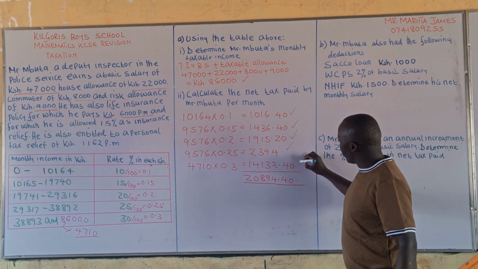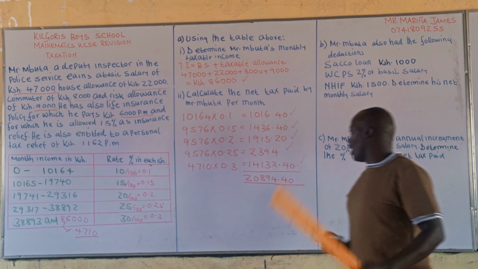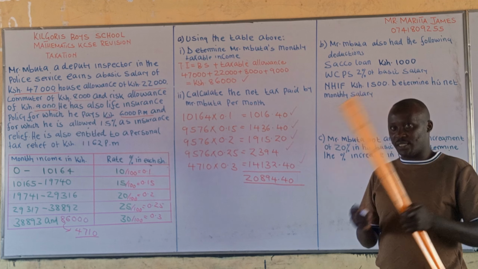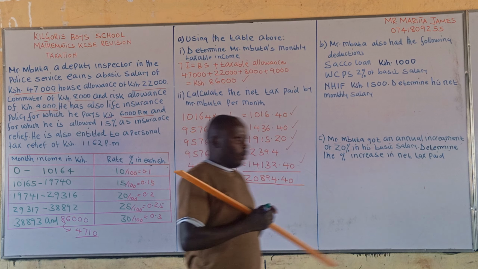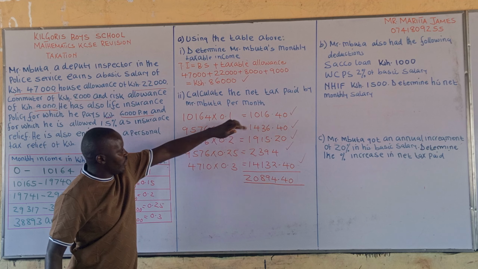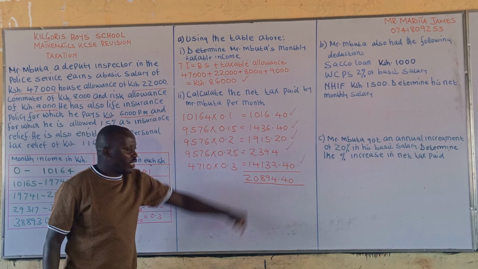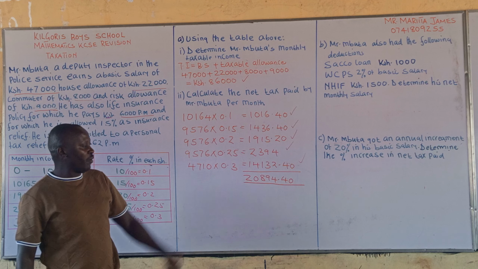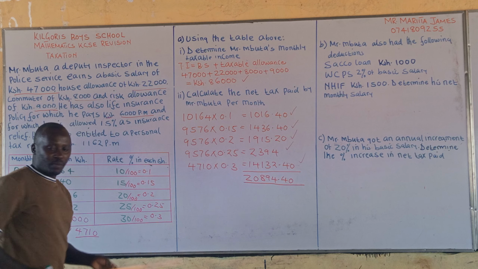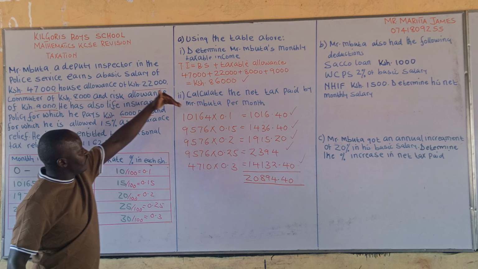So that one gives us a tax of 14,132 and 40 cents. If you find the total of this one plus this one plus that plus that plus this one, you will get a total of 20,894 and 40 cents. But in this case, this is not how we are supposed to calculate the net tax.